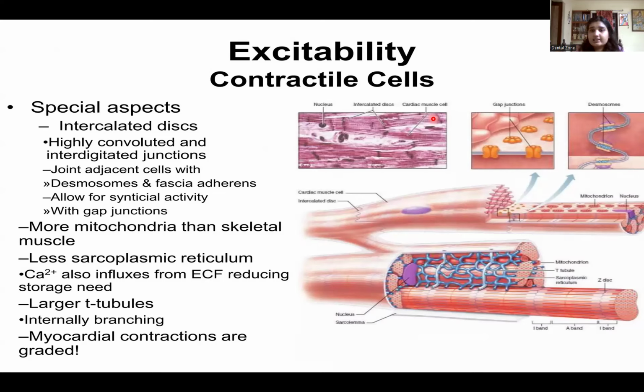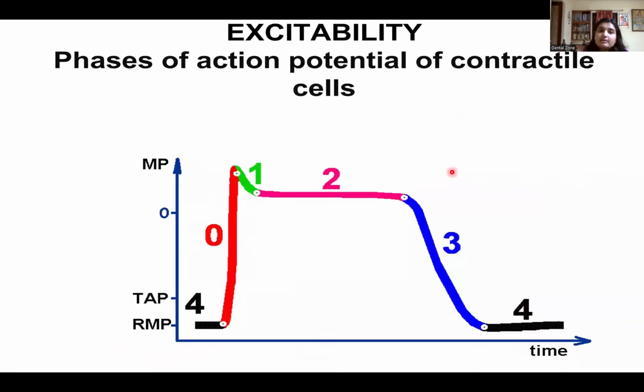Obviously, they are contractile cells, so they will have more mitochondria than skeletal muscles. They will have less sarcoplasmic reticulum, larger T tubules, and the myocardial contractions will be graded. Okay. Again, this is the phases of the potential of contractile cells, where the potential can go from phase 1 to 4, and again it will shoot up.